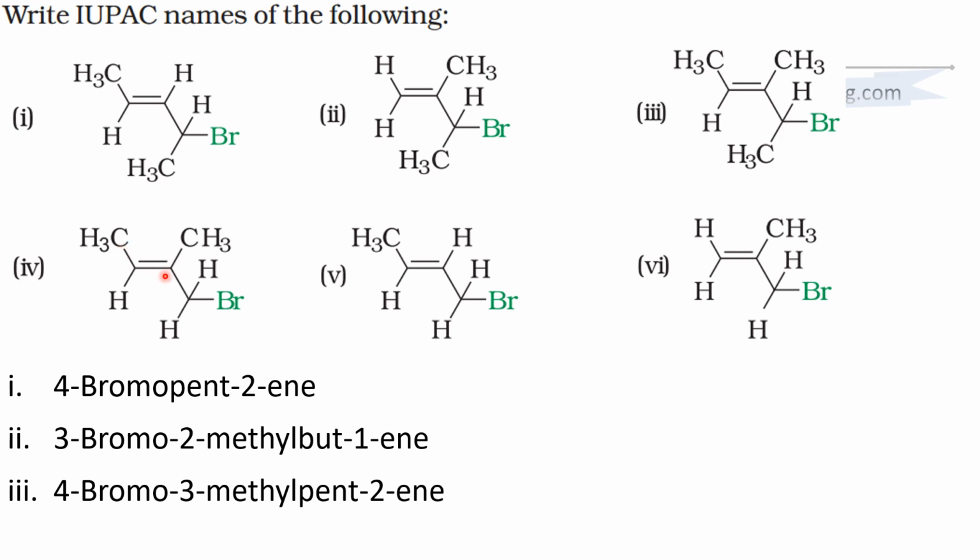But-2-ene will be the parent, having 4 carbon atoms, and on the second carbon atom I have the double bond starting, so it is but-2-ene. And on the first carbon I have bromine, so 1-bromo-2-methyl. On the second I have methyl, so 1-bromo-2-methylbut-2-ene. So it will be like this, 1-bromo-2-methylbut-2-ene. Now next one.